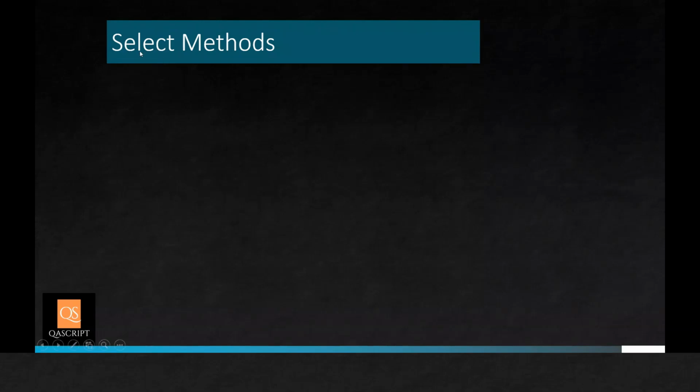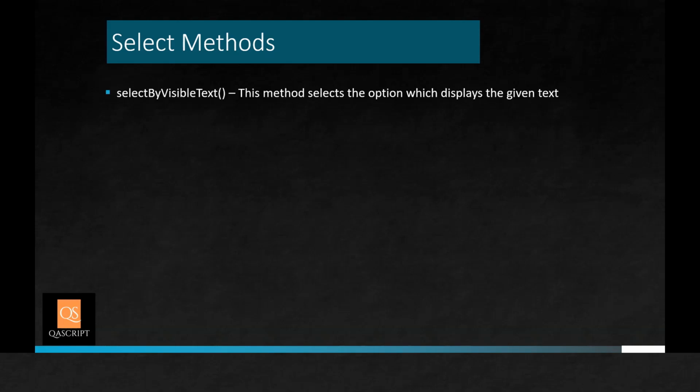So there is something called the Select class, which is present in Selenium, and it provides you with different methods to interact with different select drop downs in your web pages. There are different ways you can select a particular element in a drop down on a particular web page. The first is select by visible text.